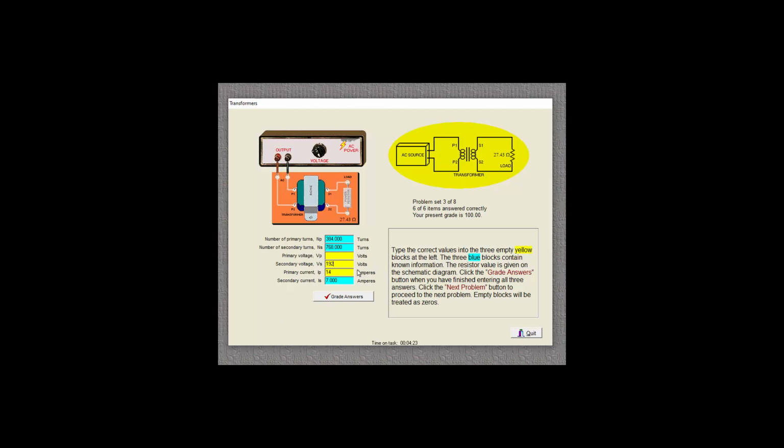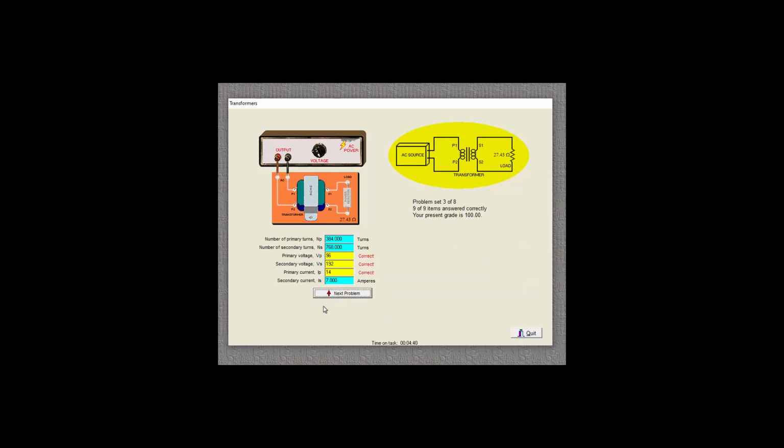So our turns ratio is 1 to 2, so let's go ahead and divide 192 by 2, and our primary voltage should be 96. Good.